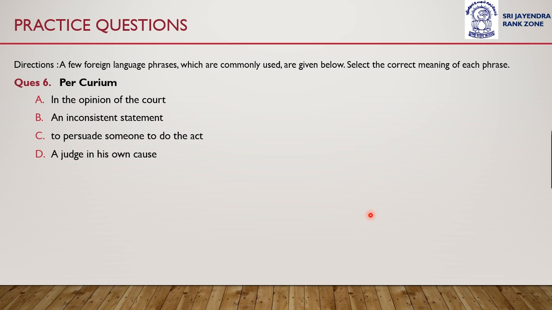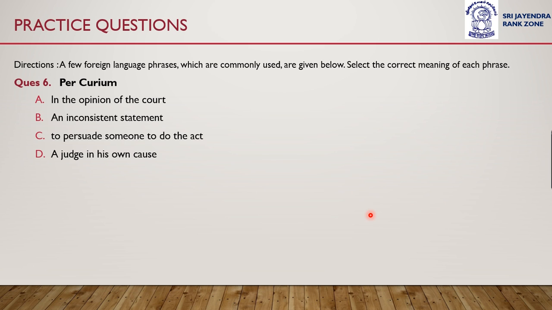Question number 6. Per curiam. Which option is correct? Option A, in the opinion of the court. Option B, an inconsistent statement. Option C, to persuade someone to do the act. And option D, a judge in his own cause. Per curiam, which is the correct option?